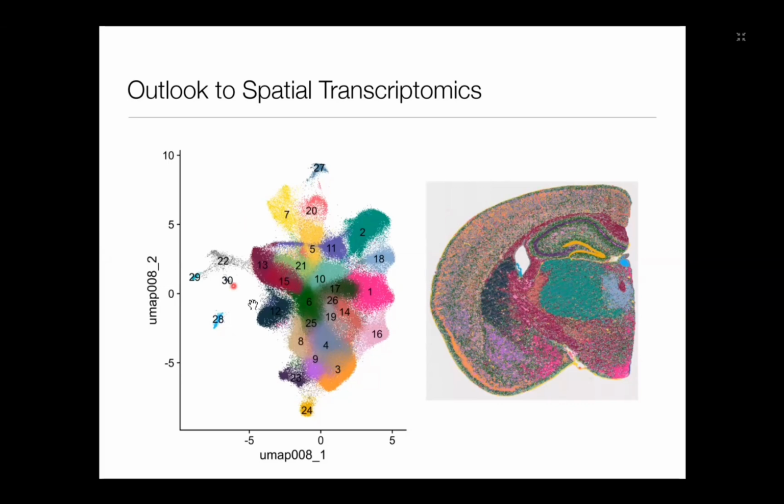And I have actually done this here to a spatial data set. So we have a UMAP, just like we had it before. But then actually we can color these clusters also in the spatial context. And that's what you will hear about tomorrow. And also in the hands-on part next week, we will look into this in detail and actually do this together.